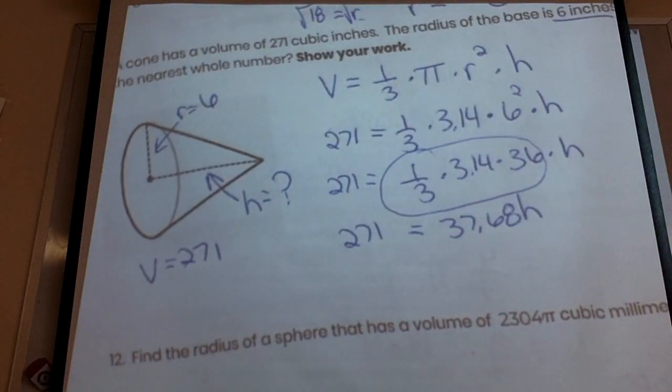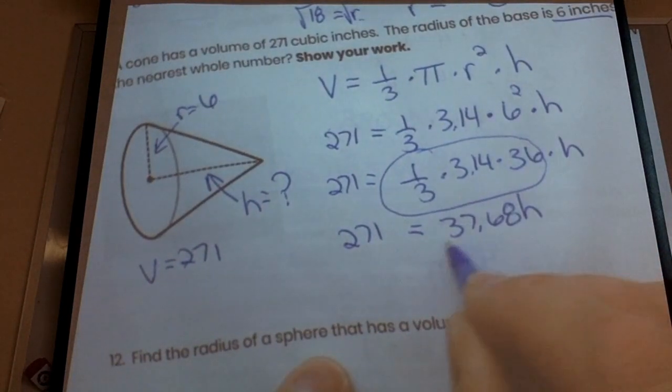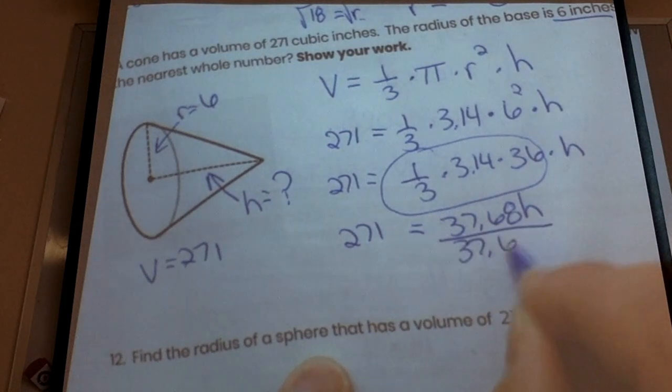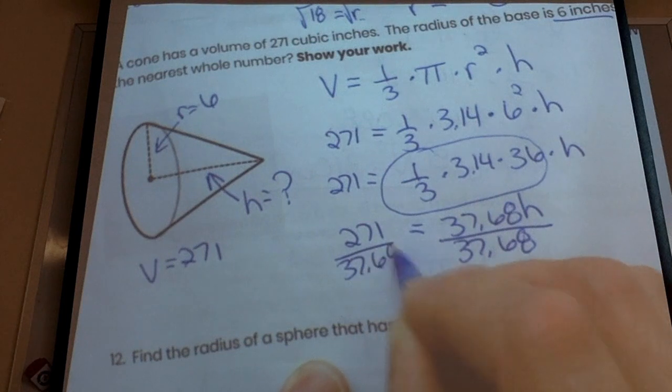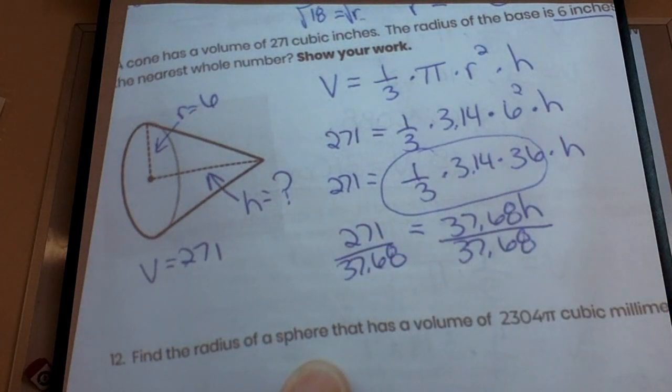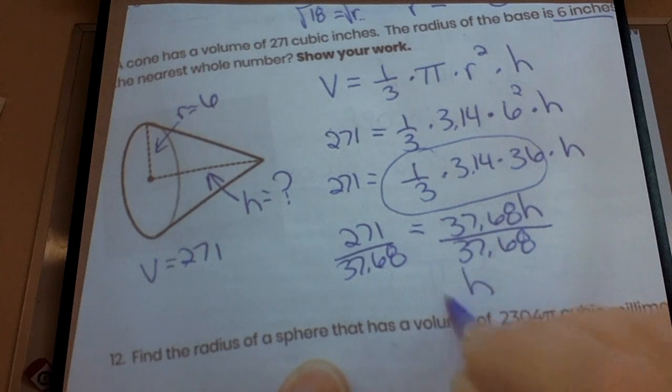We just have to get H alone, so I'm going to divide by 37.68. I'm going to do it on one side and do the other. So 271 divided by 37.68, it's going to equal, so we have a height that equals 7.19.